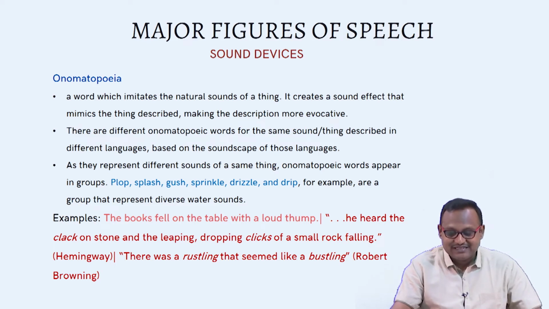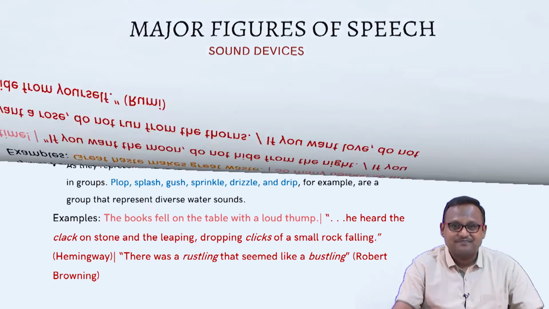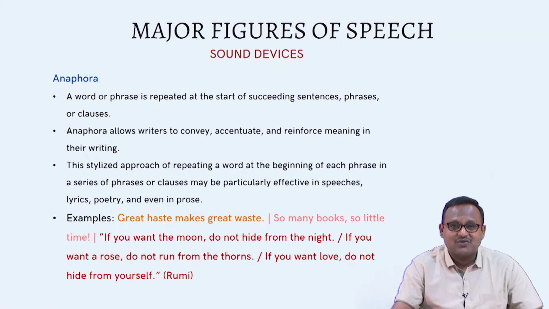There was a rustling that seemed like a bustling, buzzing. So movement of leaves and small sounds, how beautifully they evoke the image. Onomatopoeia is an extraordinary sound device. All right. So there is another minor sound device called anaphora.